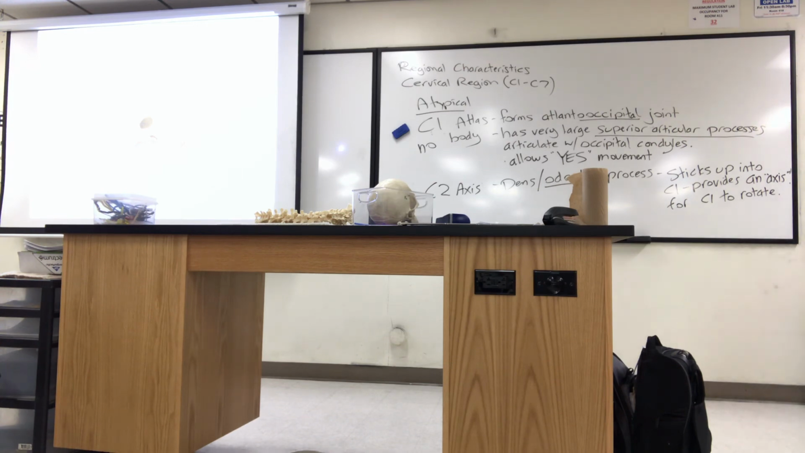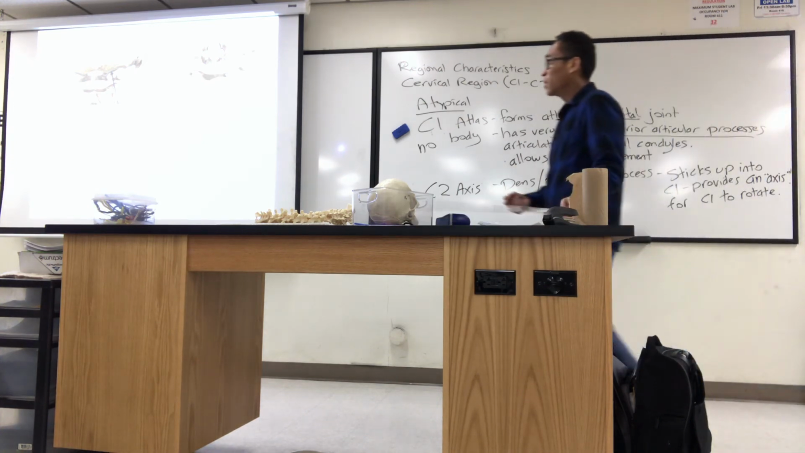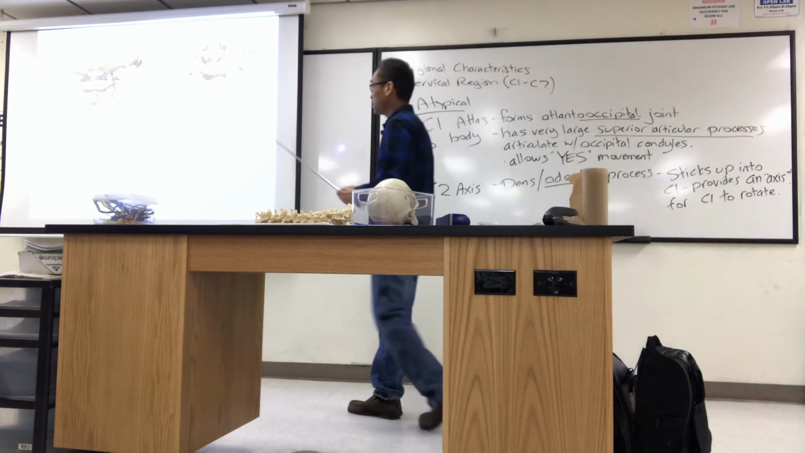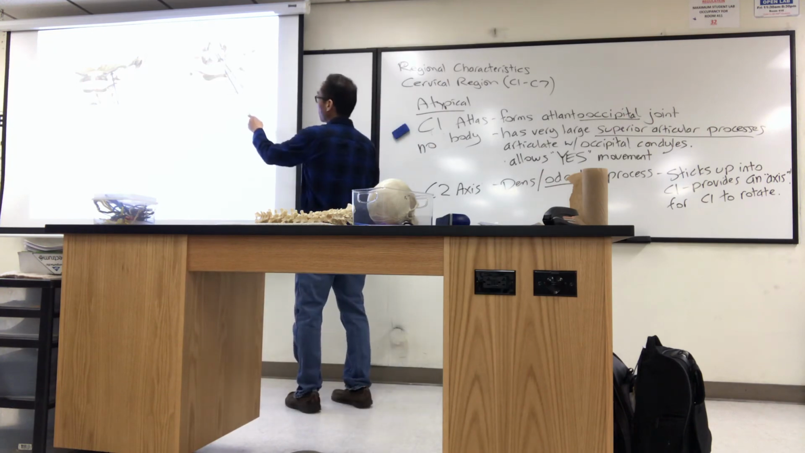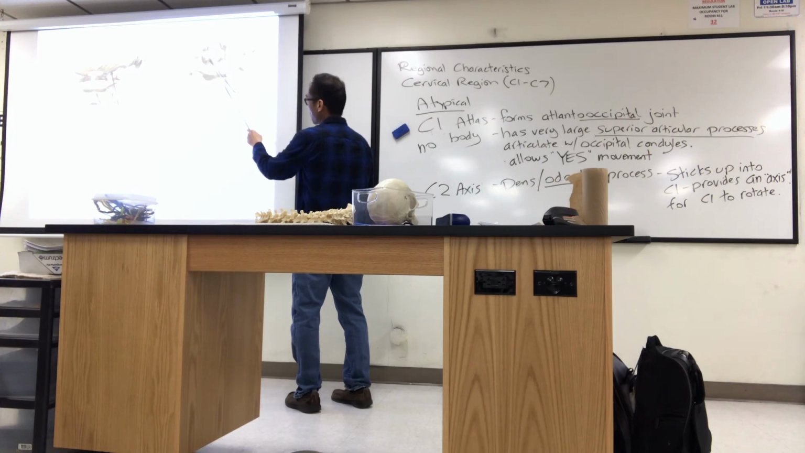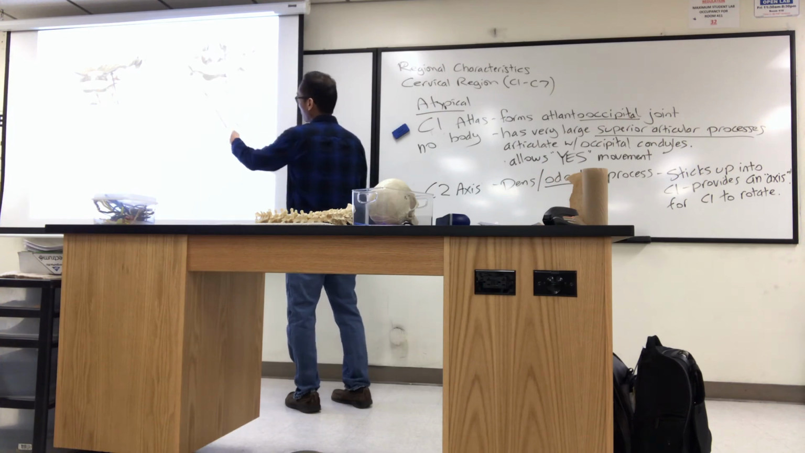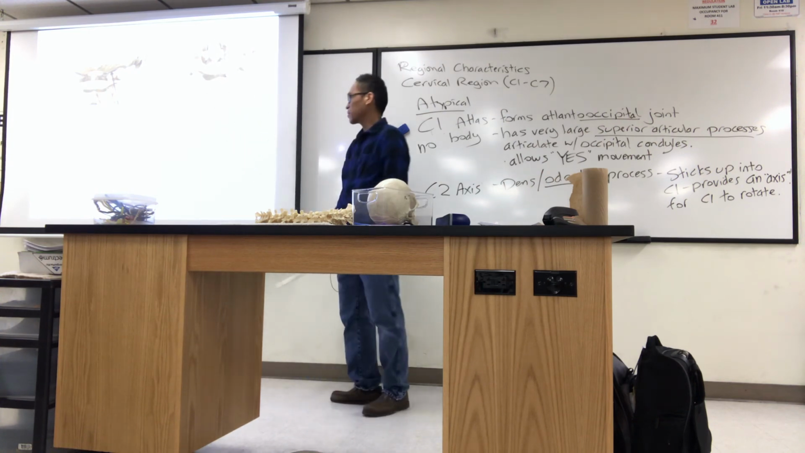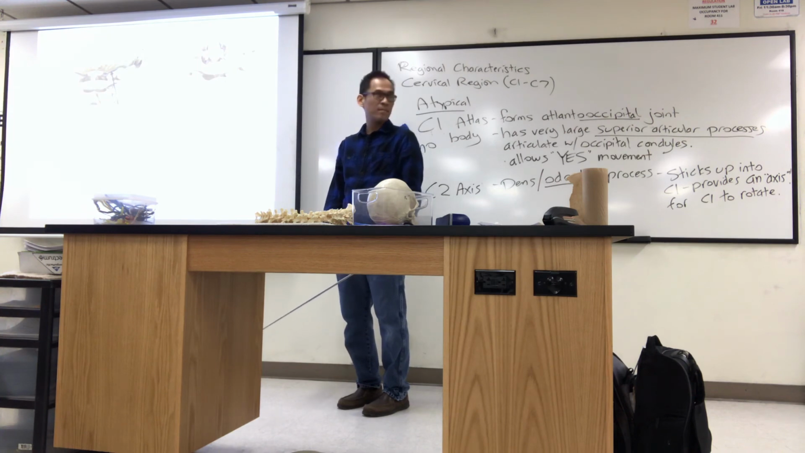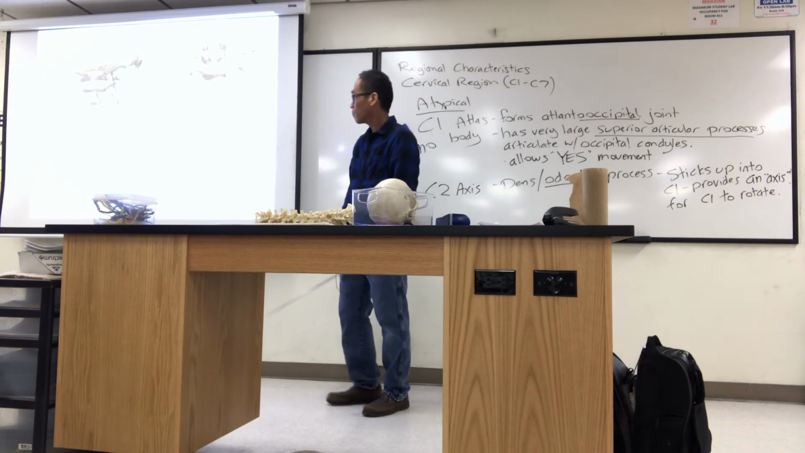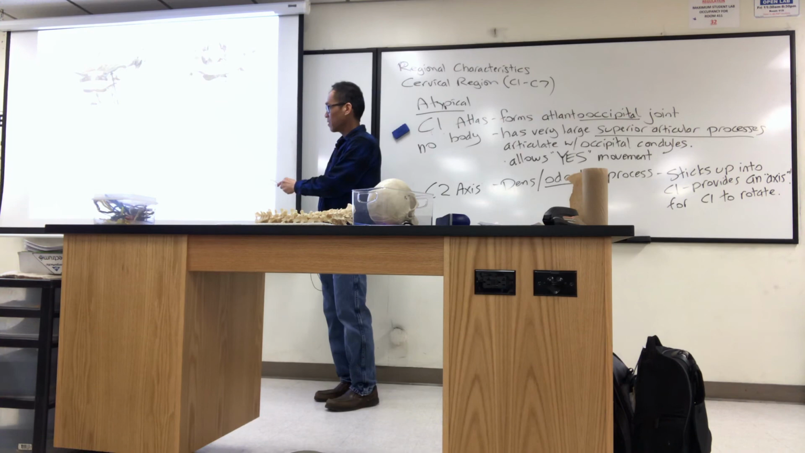Here's a picture of C1 and C2 together on the next slide. So look at the picture on the right. It's a posterior view, but what you're seeing is that the dens of C2 sticks up to where it is in C1 because there's no body, so it has room to stick up, and it twists from side to side like this. That's why we call it no movement. Like when you say no, as in no, not in absence of movement.